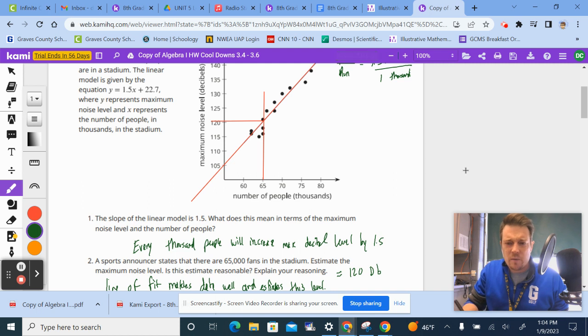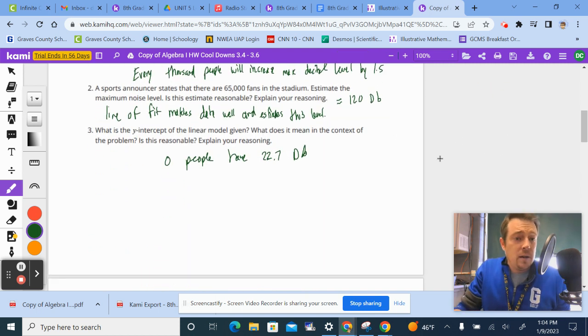So I would say that doesn't really make sense. And plus, if there's nobody in the stadium, then it should be silent, right? So you can think of your own reasoning there, but zero people would have that many decibels is what our y-intercept represents.